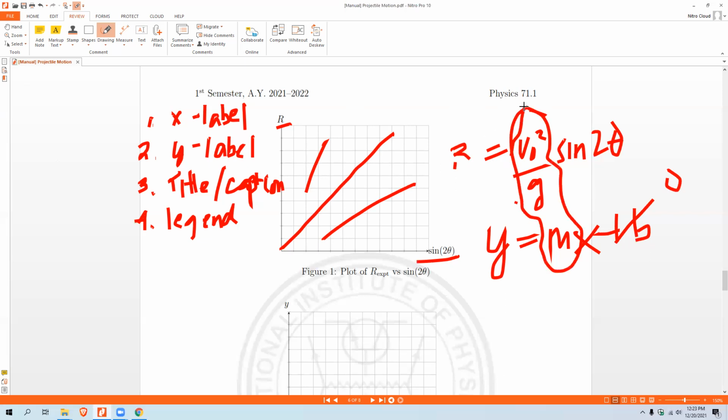So actually, from this experiment, you could also calculate the value of v naught, kasi alam naman natin ang g, di ba? So that's one way that we can use the slope of the trend line. Of course, this isn't a requirement of the experiment, pero it's just nice to know kung anong pwedeng maging use ng data na ito.